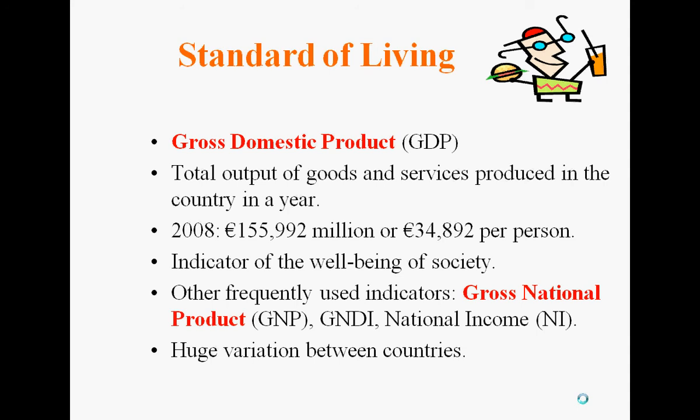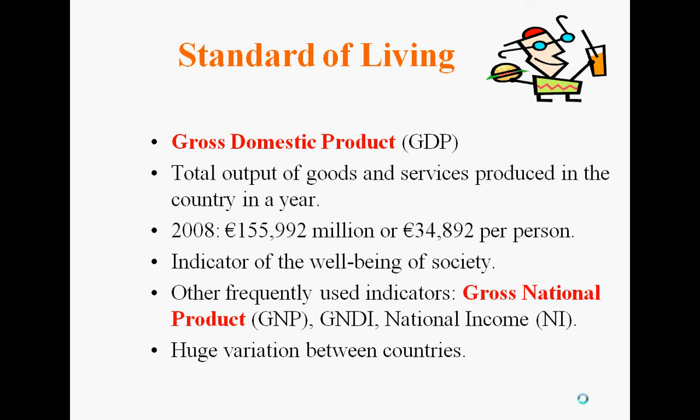That's not 2008 data, that's 2010 data. So in 2010 in Ireland, GDP was just under 156 billion. So we produced 156 billion of goods and services, or just under 35,000 euro per person. So one of the highest levels of GDP in the world at 35,000 per person, or per capita, 156 billion in aggregate. So it's an indicator of well-being of society. It's just one measure of well-being. It's not the complete or perfect measure.